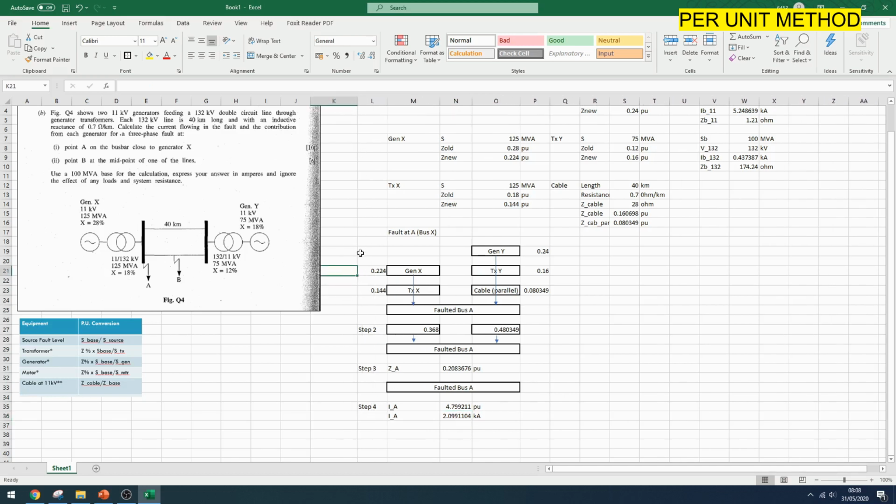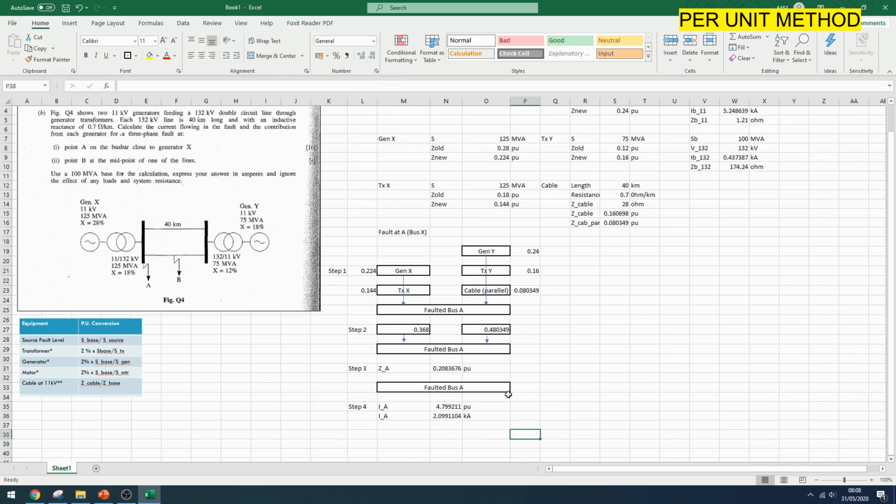So this is step 0. Step 1. Okay. So this is our final value. This is the fault current at point A, 2 kA. So this is the per unit method. Let's try and use the MVA method, to see whether we get the same or almost the same answer.